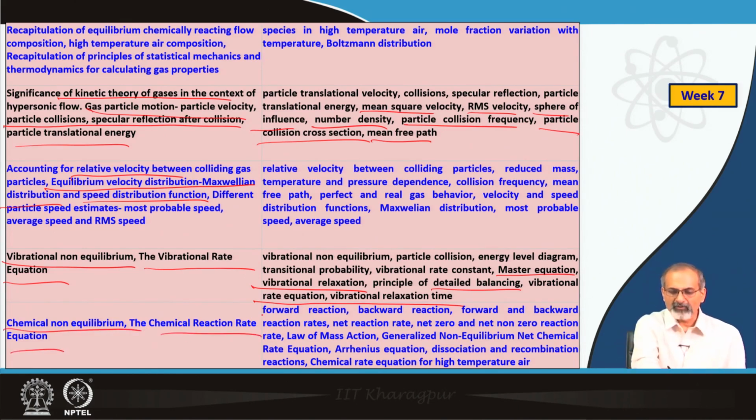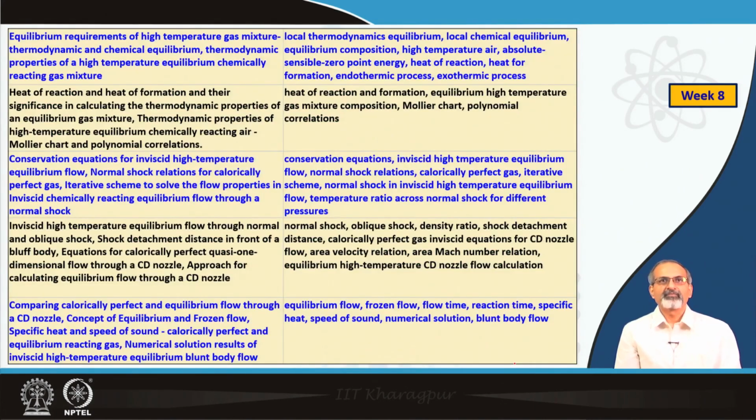So, we accounted for forward and backward reactions and the corresponding rates, from where we derived the net reaction rate and the law of mass action, which was generalized. We looked at the Arrhenius equation, dissociation and recombination reactions, and the chemical rate equation for high temperature air. Again, in this week, a lot of new things were learned.